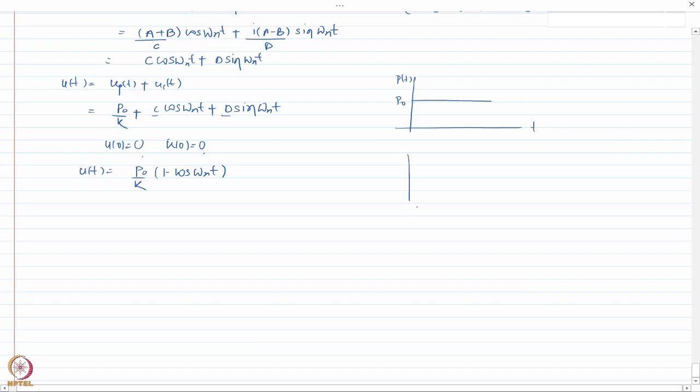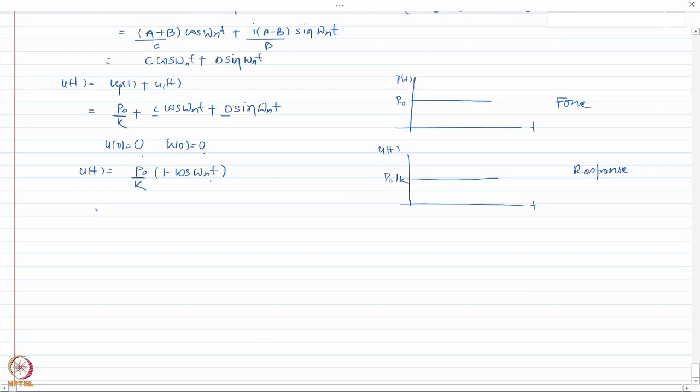Now remember, had it been a static problem, then my u static would have been just p naught by k. So if this is my u of t, this is the response, and this is the applied force. For a static problem, I would have this displacement as p naught by k, but I can see that my dynamic displacement actually is not p naught by k, but it fluctuates due to the time variation of cos of omega n t.